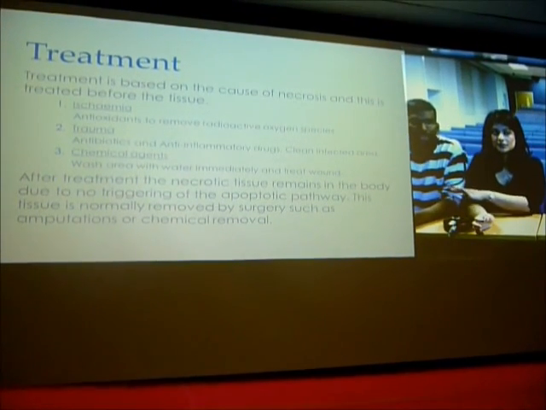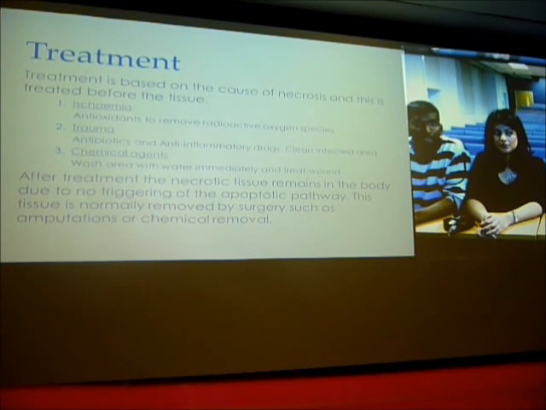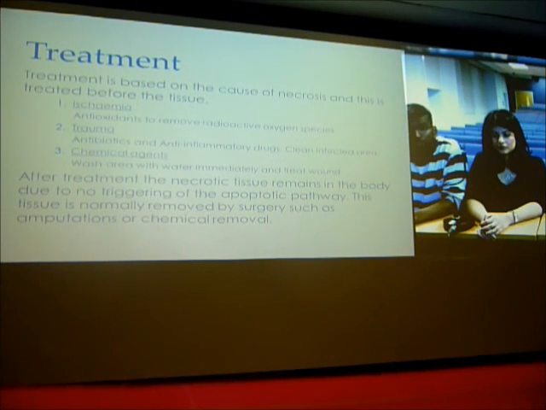Chemical agents react with skin, eventually leading to different patterns of necrosis. Acid burns lead to coagulative necrosis, while liquefactive necrosis arises from alkaline burns. Washing with water immediately can limit the burning process. Surgery is the most common and final treatment option.